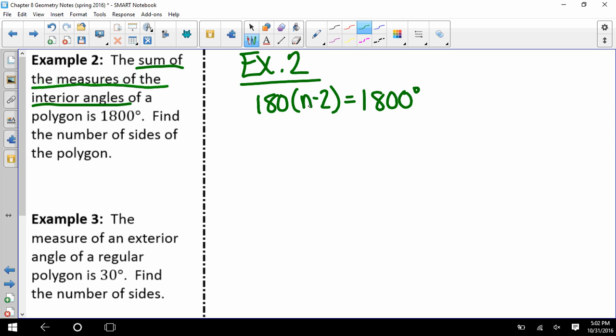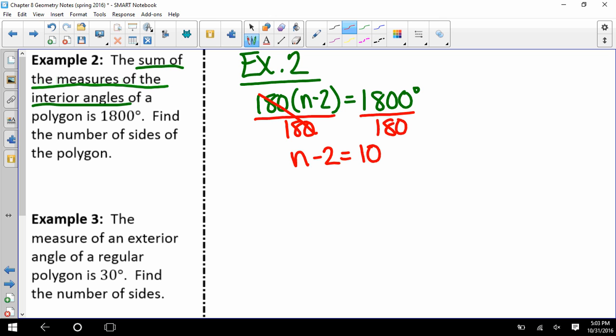We don't know what n is because they want us to find the number of sides, but we do know that the sum of the interior angles comes out to be 1800 degrees. Now we're just going to do algebra and solve. You've got choices. You could distribute and then solve for n, or since there's a number times a parenthesis, you could just divide by that number, 180, on both sides. So you get n minus 2, and then that would equal 10.